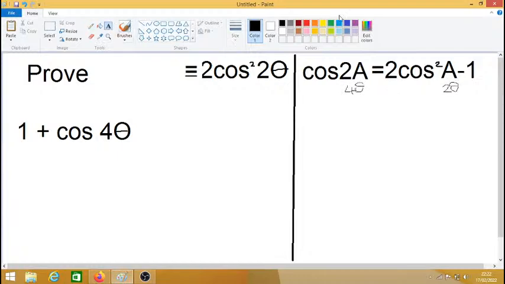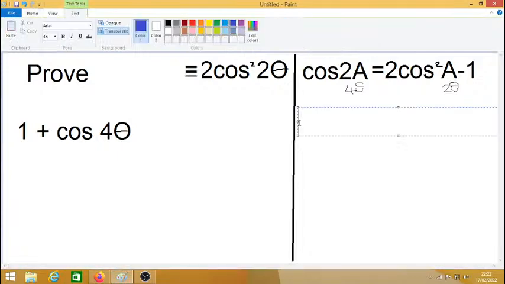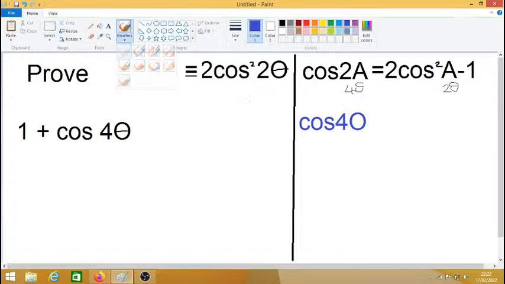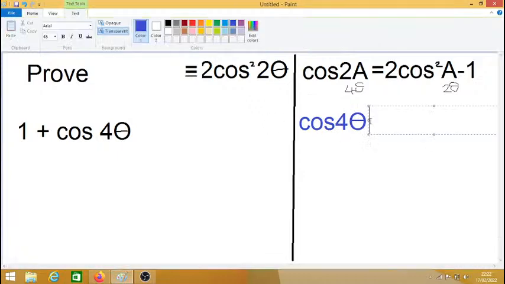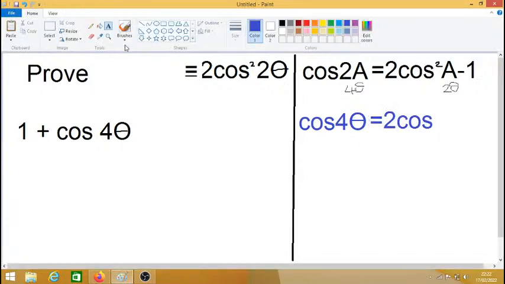So then cos 4 theta can be rewritten as 2 cos squared 2 theta, and then minus 1. So here we've got an exact match. This bit here, the cos 4 theta, matches the cos 4 theta here.